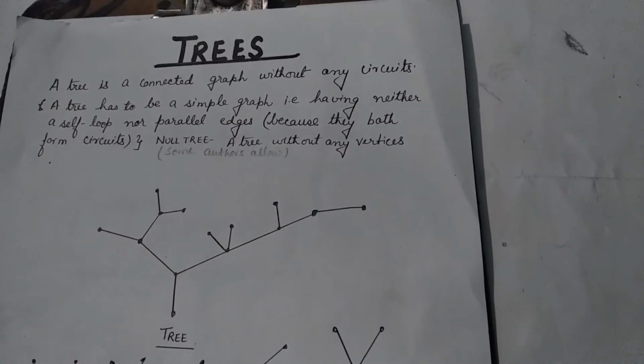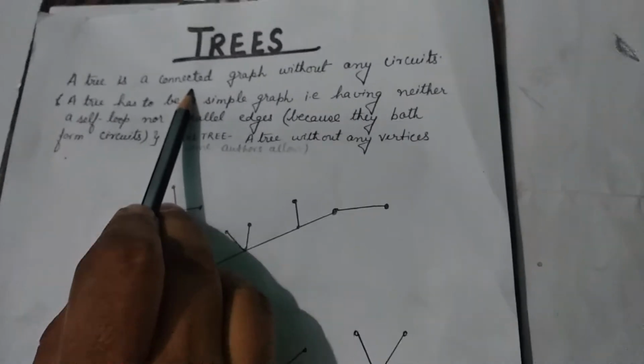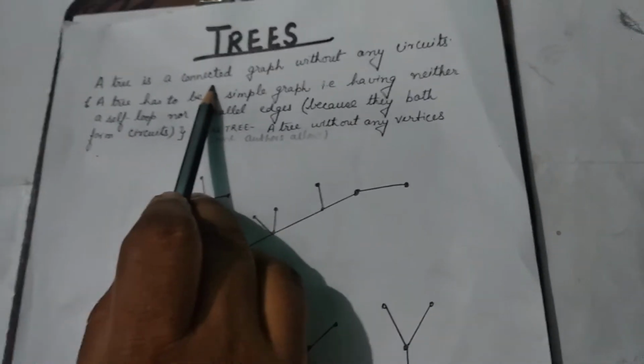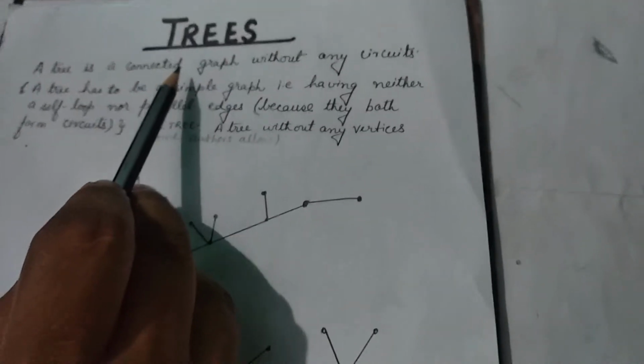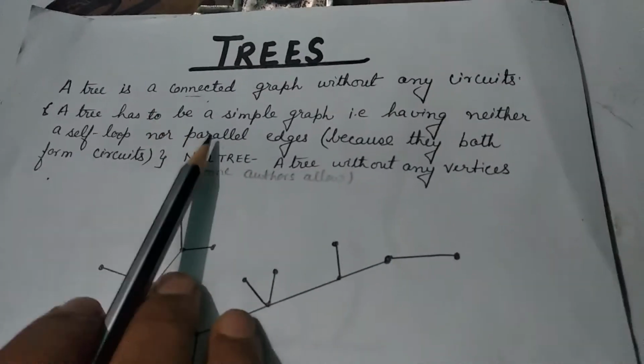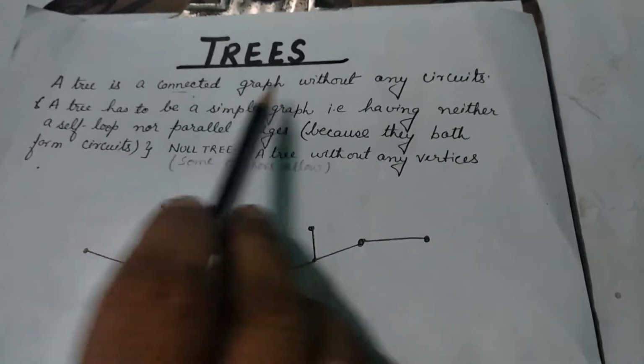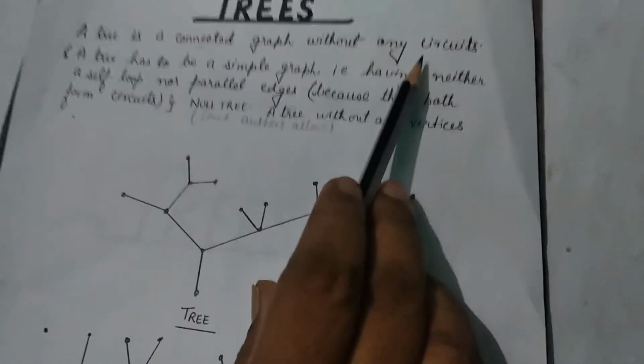We have studied about connected graph. A graph G is said to be connected if there is at least one path between every pair of vertices. So we know the definition of connected graph. So a tree is a connected graph without any circuits.